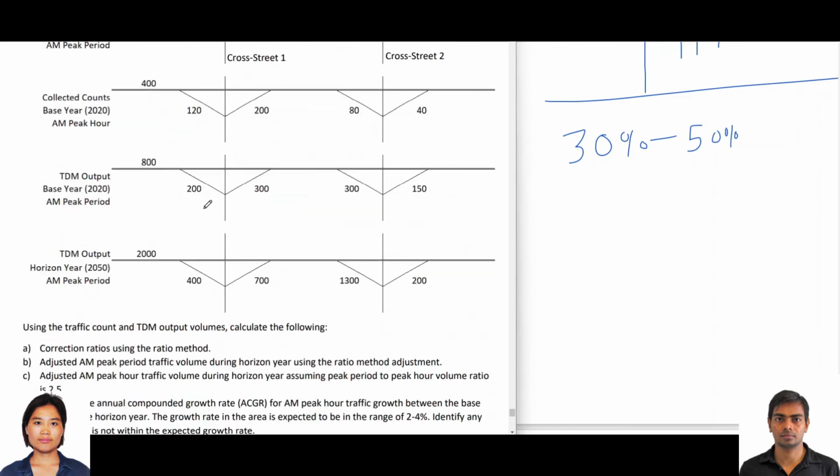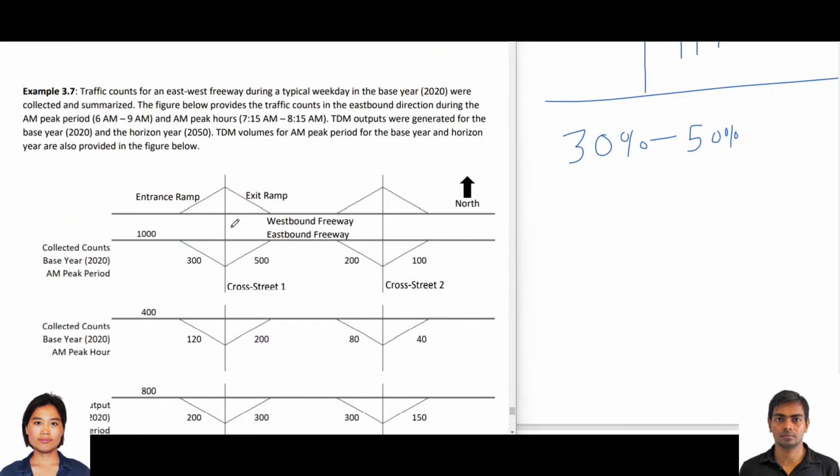So I have an example here which shows this. Let's say we have 1000 vehicles here and 300 vehicles are exiting. Then the number of vehicles left here will be 700. Then there are vehicles entering here, 500, so the number of vehicles here will be 1200. And then 1200 minus 200 is 1000, and 1000 plus 100 is 1100.